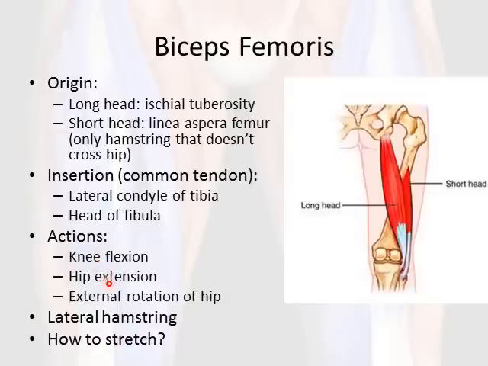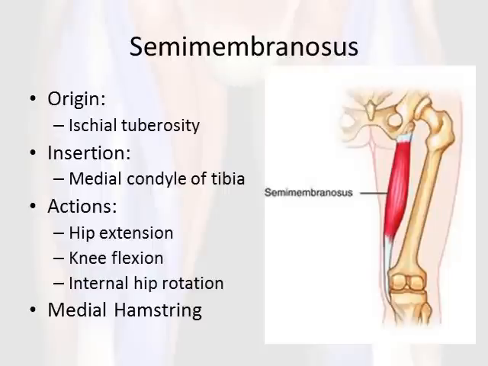They're all going to be hip extensors, except for the short head of the biceps femoris. But this one, since they all come from the same spot, but since it goes laterally, it's an external rotator of the hip. Okay, and so this is a lateral hamstring. I'm going to show how to stretch all three of these in a couple slides.